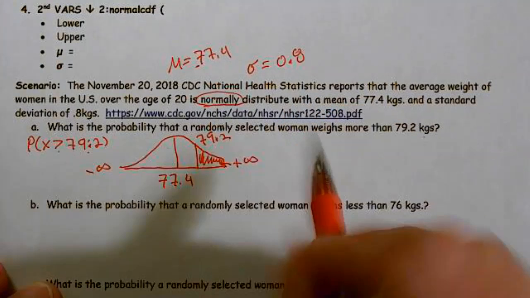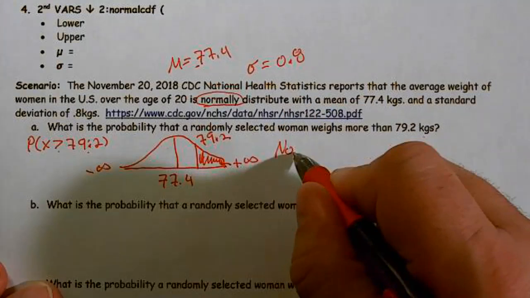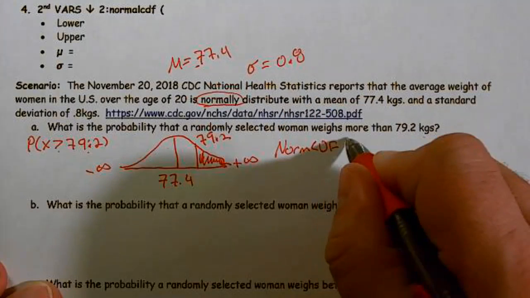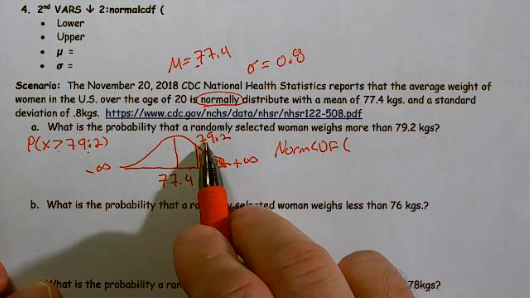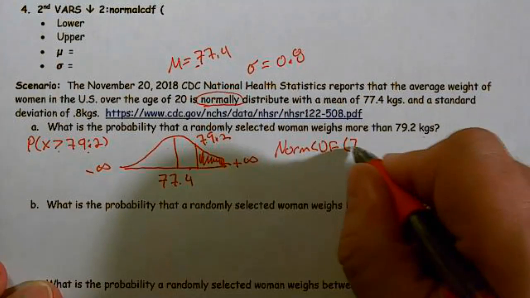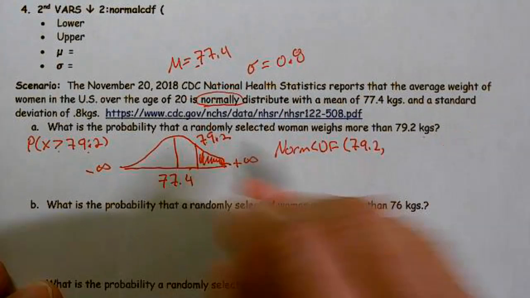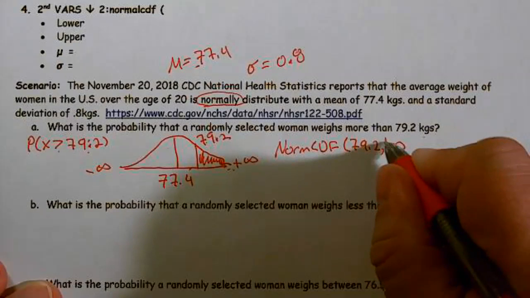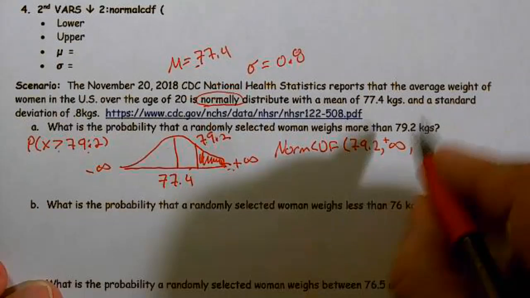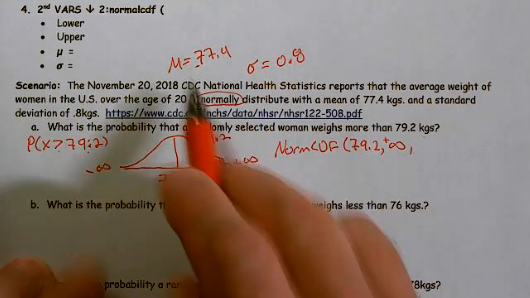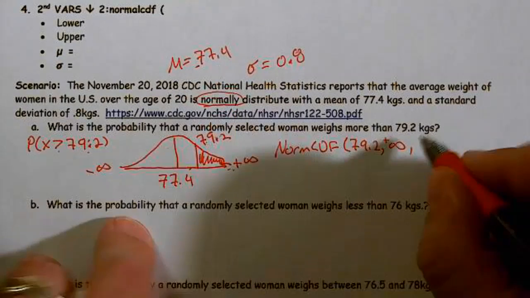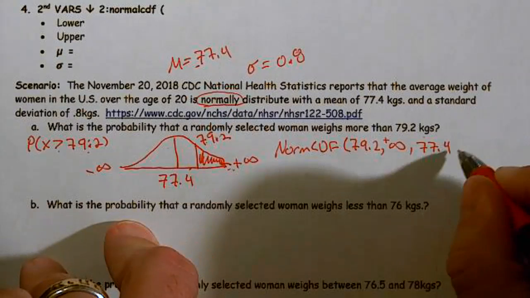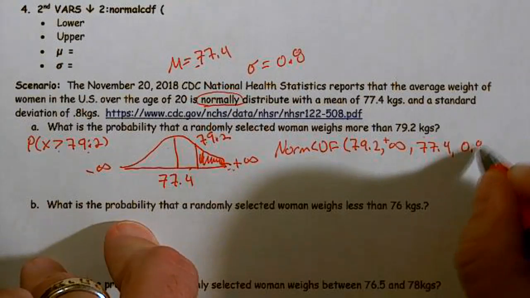Well, they told me it's normal. Norm. We always use the CDF when we're working with a normal in this class. The lower part of my shading is 79.2. The upper part of my shading is positive infinity. The mean, in this case, is 77.4, and our standard deviation is 0.8.